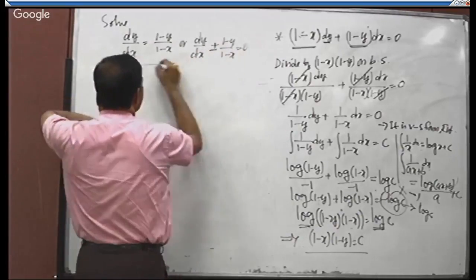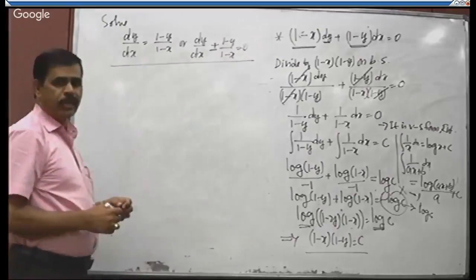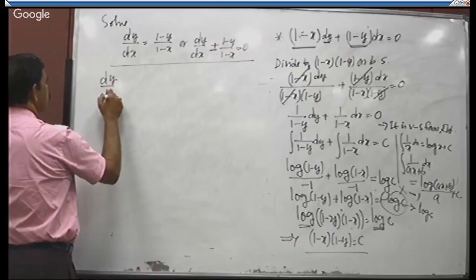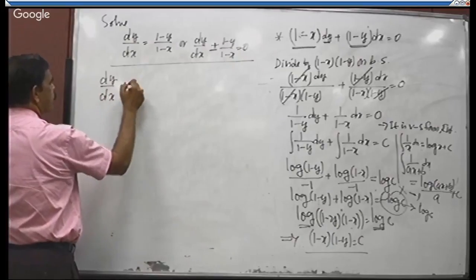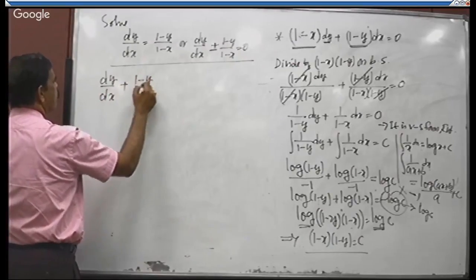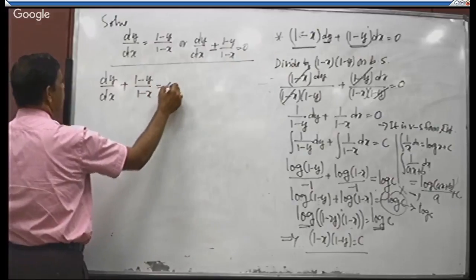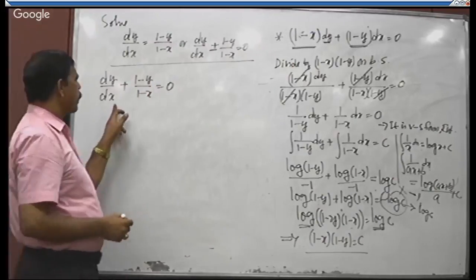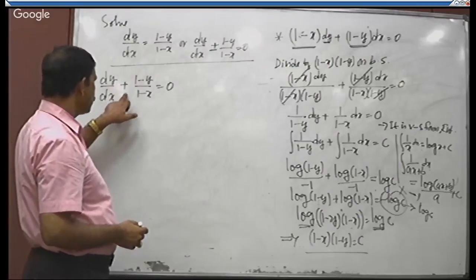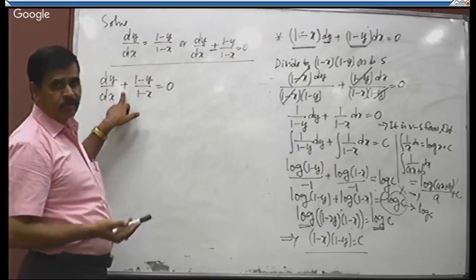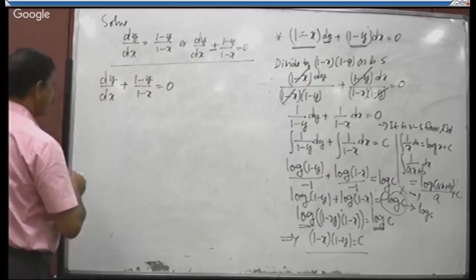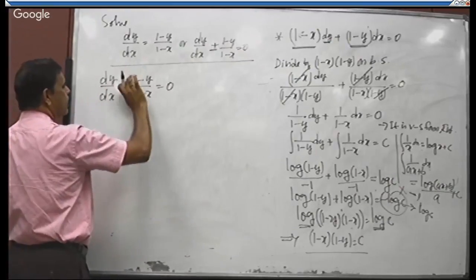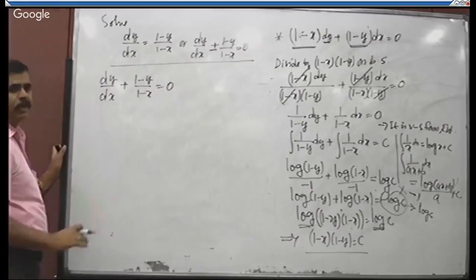Among these three, I will show any one, right? dy/dx + (1 - y)/(1 - x) = 0. I am taking this one. You may have a negative sign here, or you may have an equal to sign. Then first, if it is positive or negative, you take the term to the right side.